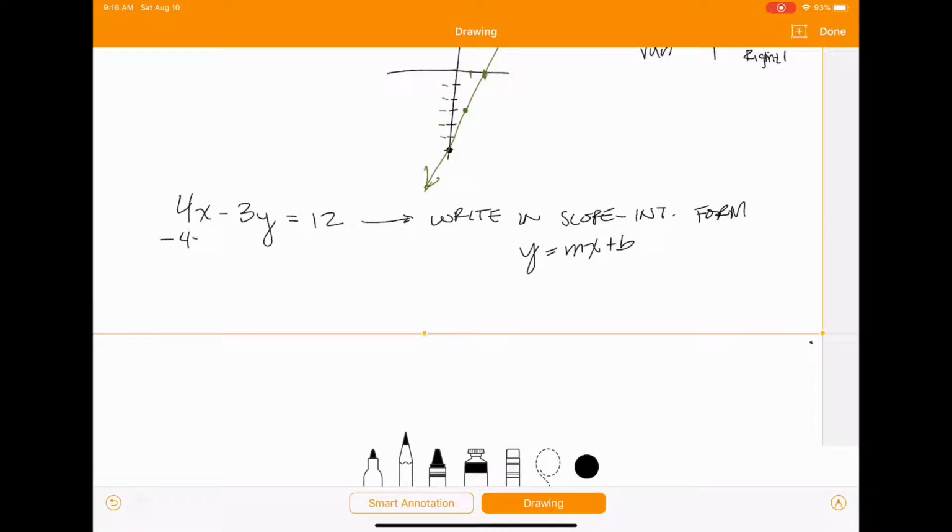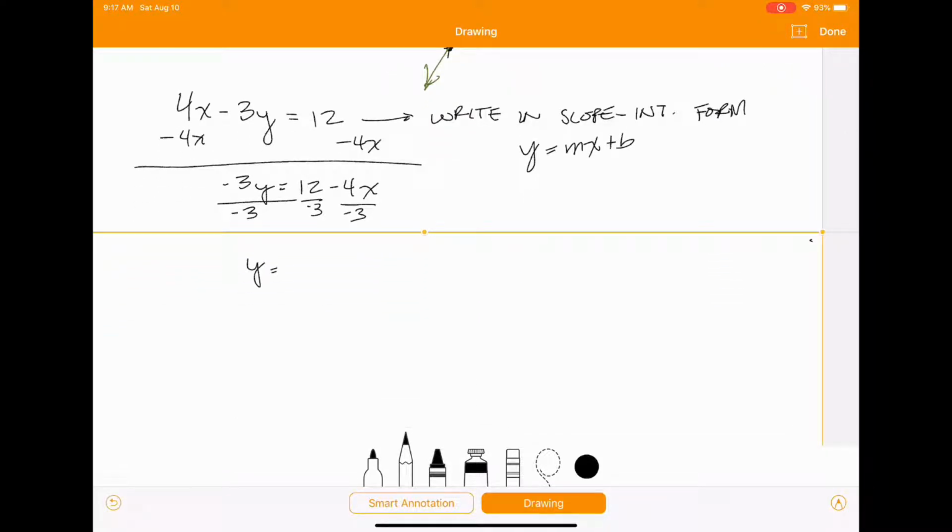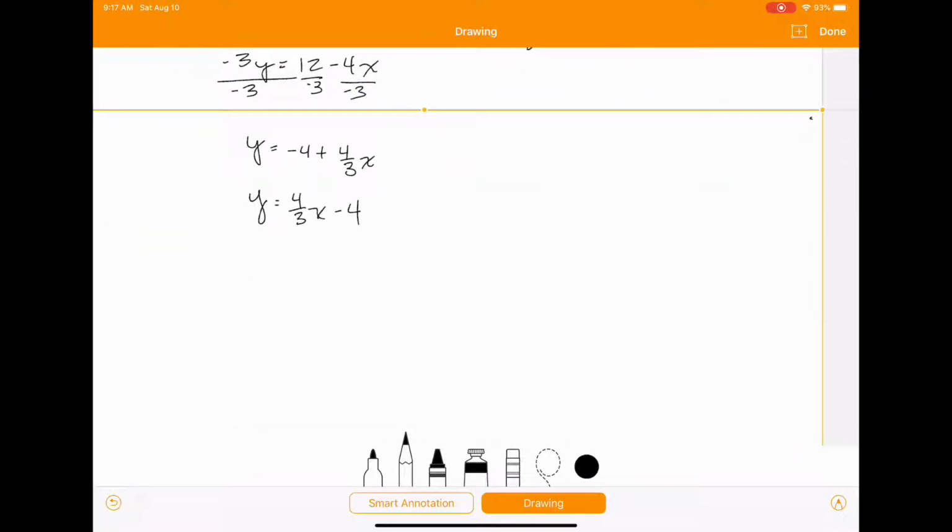To do that, we're going to subtract 4x from both sides. You're going to get -3y equals 12 minus 4x. And then divide by -3. Now, when you divide by -3, make sure you're dividing every term by -3. So you're going to get y equals -4 plus 4/3 x. So y equals 4/3 x minus 4. And then you can pull off that your slope is equal to 4/3 and your y-intercept is equal to -4.